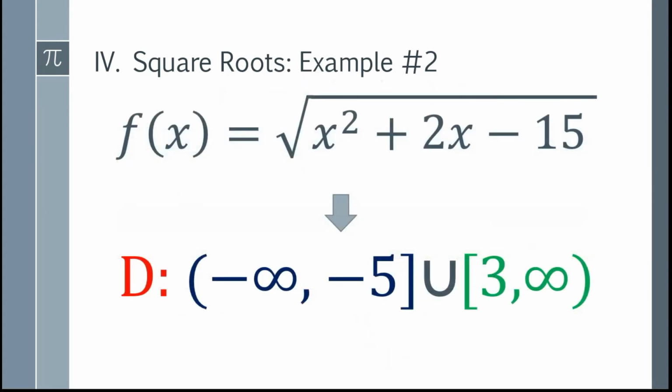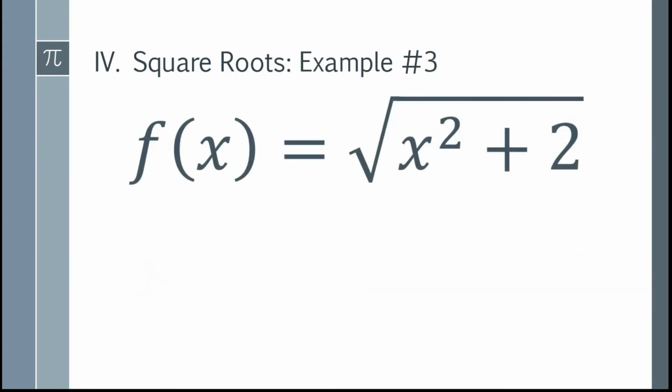So again, the function f(x) is equal to the square root of x squared plus 2x minus 15. The domain will be like this: parentheses, negative infinity, comma, negative 5, close bracket. The union means 3 is also included: bracket 3, comma, infinity, and parentheses.